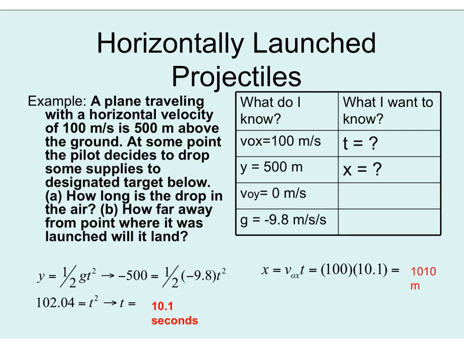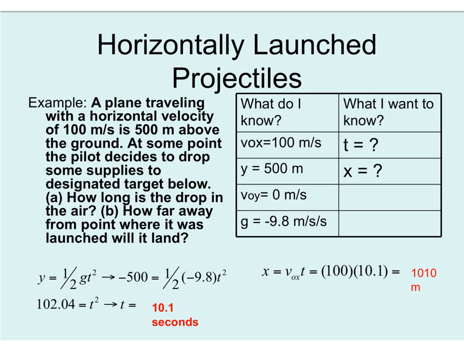Now here we have an example problem. We have a plane that's traveling with a horizontal velocity of 100 meters per second. It's 500 meters above the ground. At some point, the pilot decides to drop off some supplies to a designated target below. How long is the drop in the air, and how far away from the point where it was launched will it land? So as we begin, let's go over what we know.